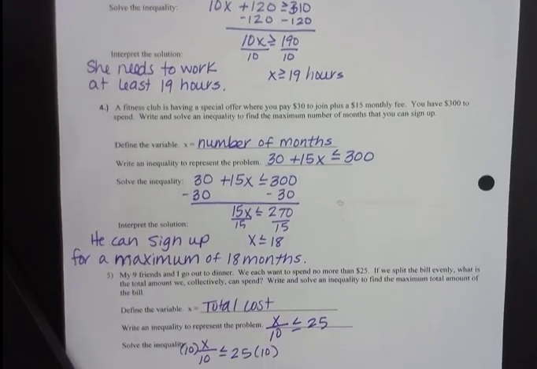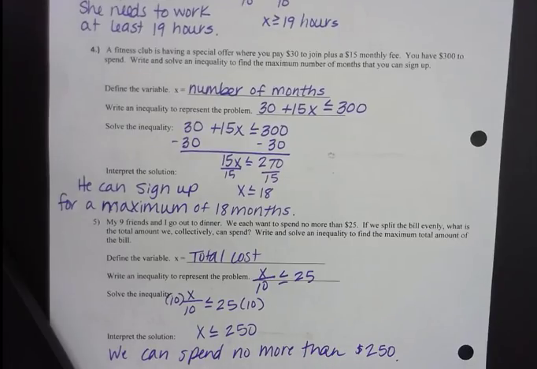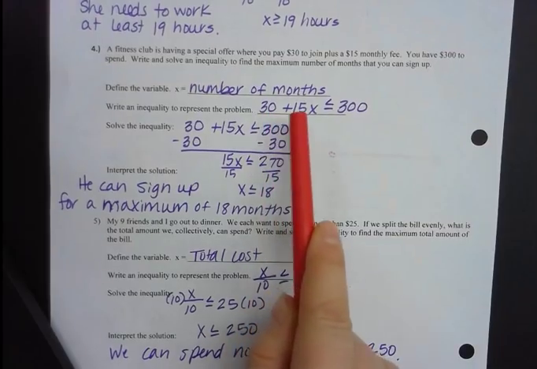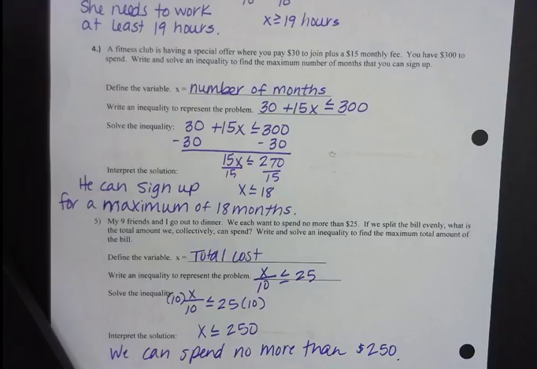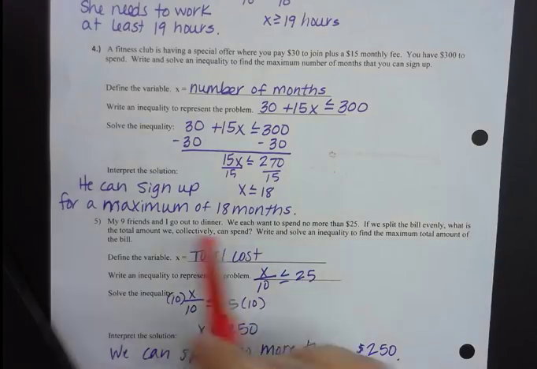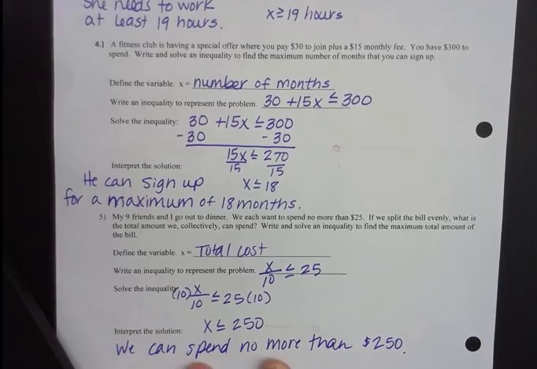Number 4, fitness club's having a special offer. My x is going to be my number of months, and I'm going to take the $30 plus 15x, because x is my number of months and 15 is my monthly fee, is less than or equal to 300. I'm going to solve it. I get x is less than or equal to 18. So that means he can sign up for a maximum of 18 months. That's the most he can sign up for. He doesn't have to, but that's the most.